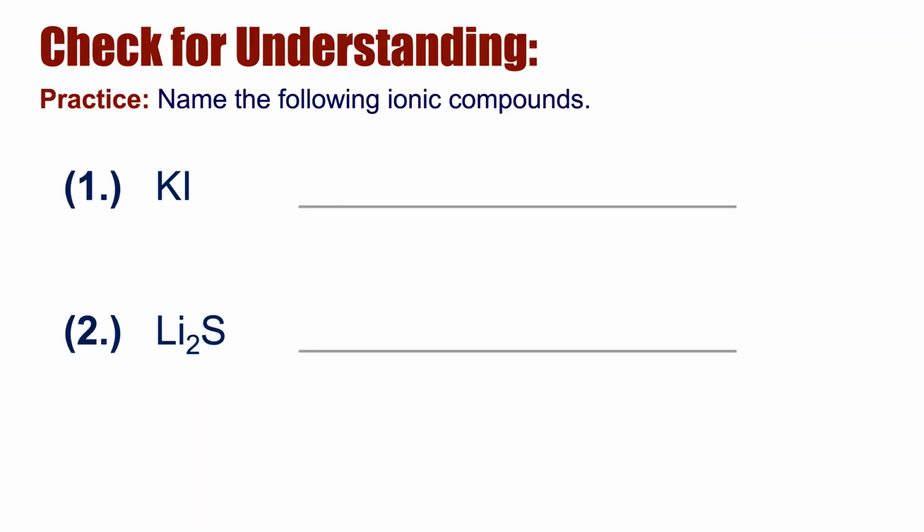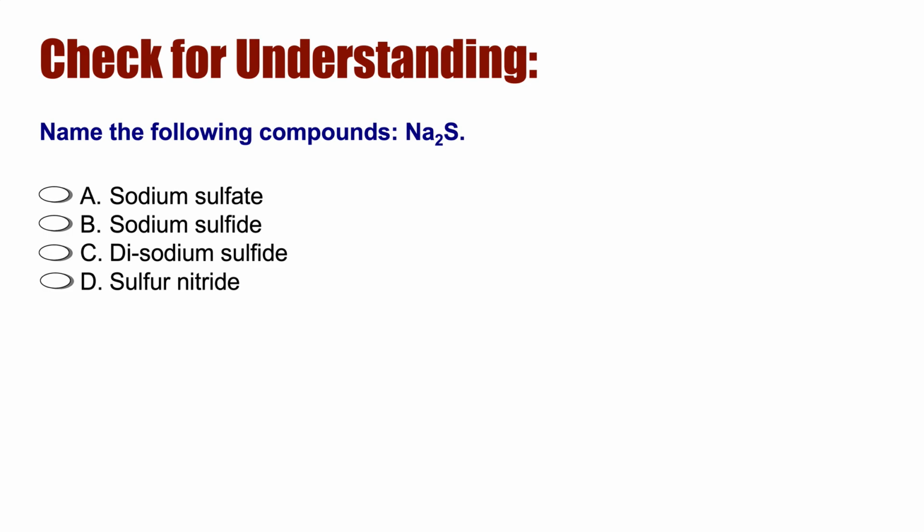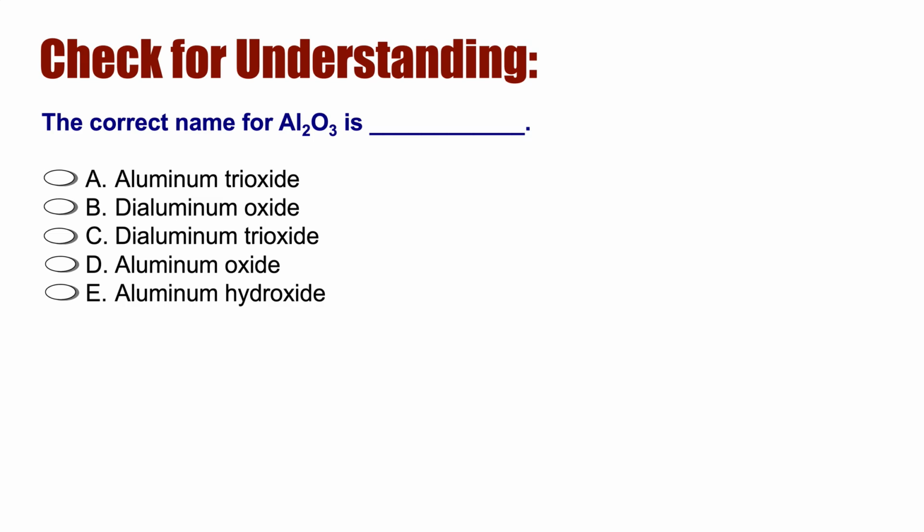All right, so you can practice the following two problems. Number 1 is potassium iodide, and number 2 is lithium sulfide. Next one, name the following compound. So that is going to be sodium sulfide. The correct name for SrO, that is going to be strontium oxide. The correct name for Al2O3, that is aluminum oxide. As you practice more and more of these, you'll get more comfortable changing the ending of the nonmetal to "ide."